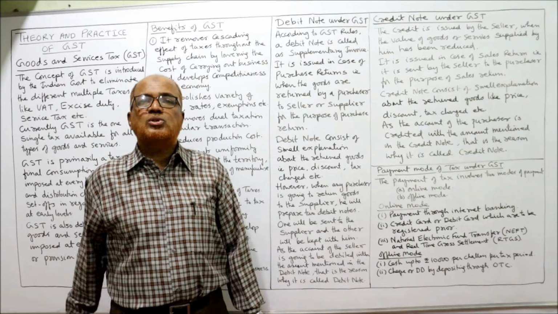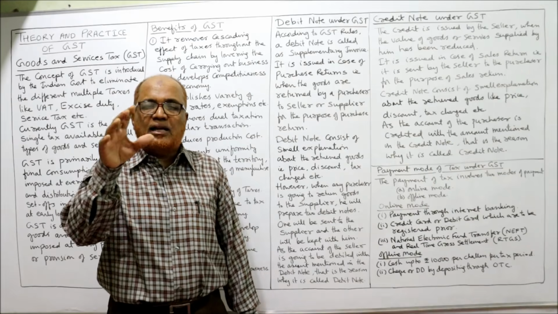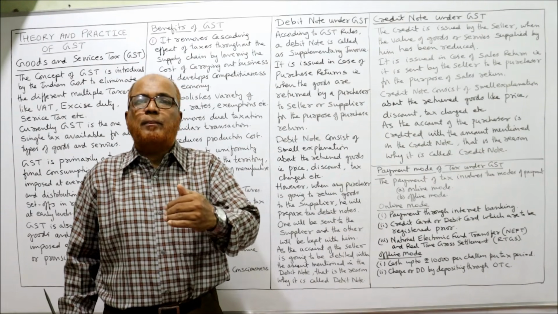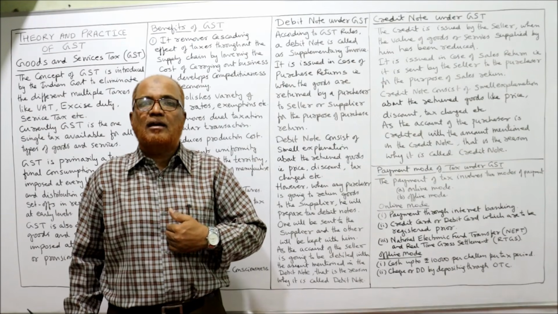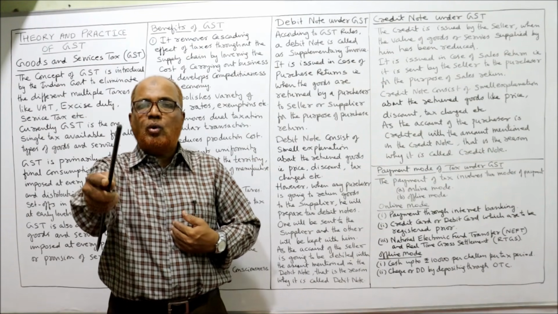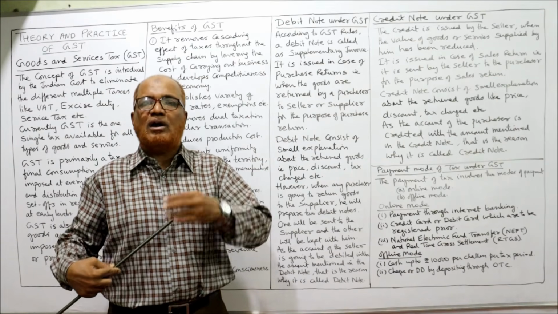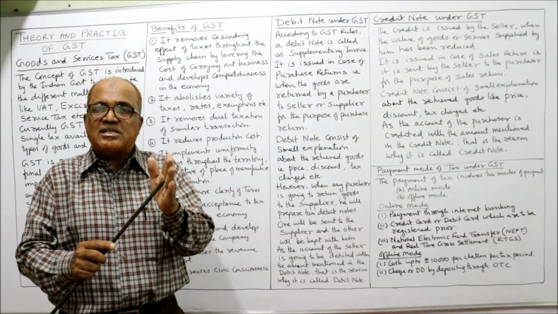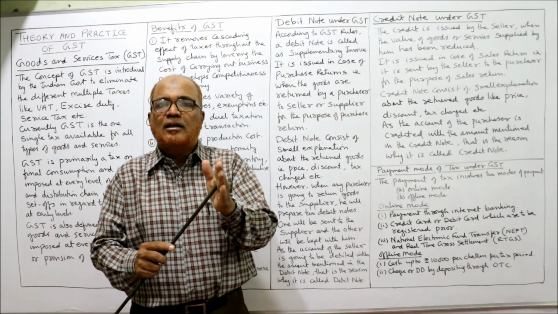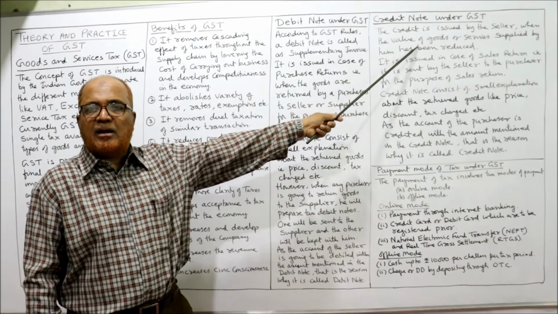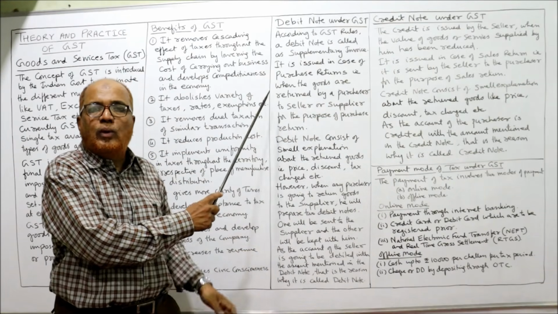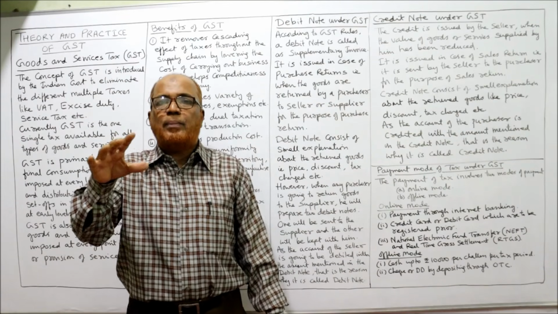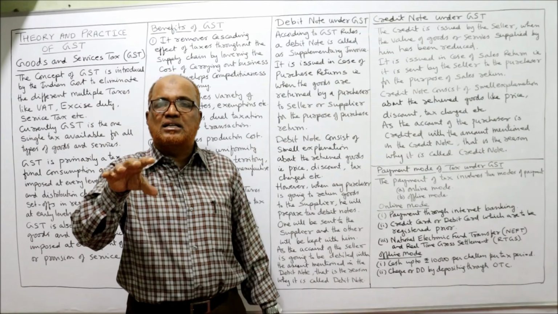Now credit note. Credit note is the opposite of debit note. The debit note was prepared by the buyer. The credit note will be prepared by the seller. I am the seller, my company ABC company. You have returned the goods to me, you have given a debit note. I will make a credit note specifying that this is the sales return. So for sales return, we make credit note. For purchase return, we make a debit note. Remember this point.